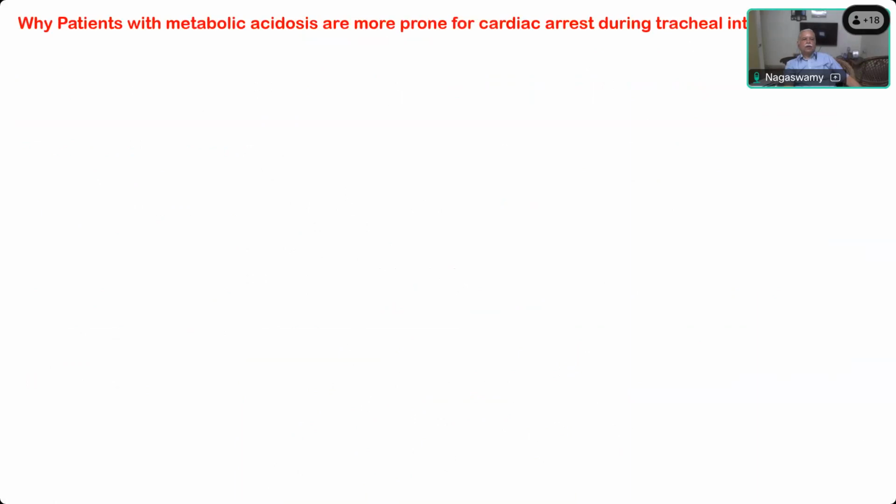Right. So why are patients with metabolic acidosis more prone to cardiac arrest during tracheal intubation? Can you answer this question? In metabolic acidosis, there is an increase in the potassium level because of cell deaths. Oxygen demand is already more in the tissues, sir. So they easily go for hypoxemia when the demand is more than the supply, sir.